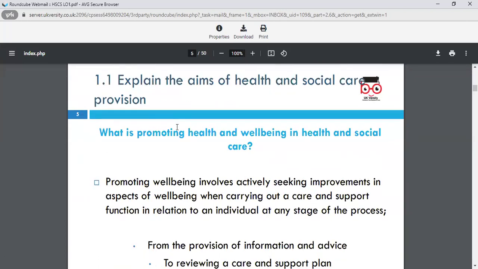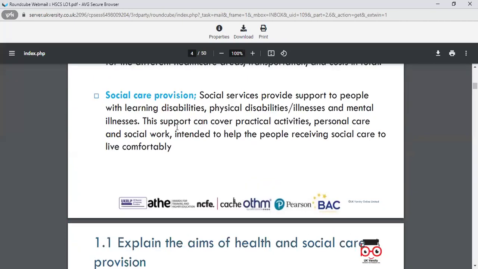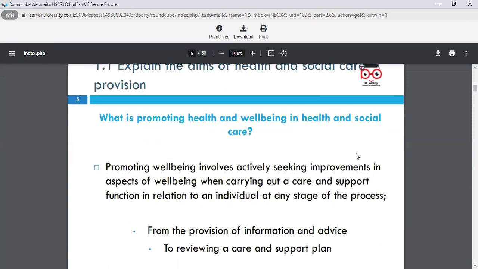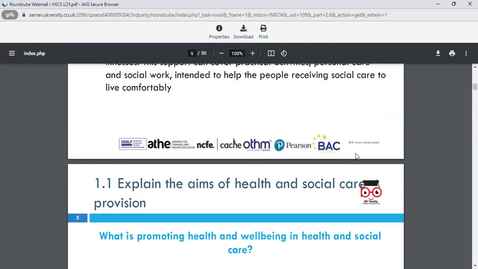Again, with the aims of health and social care provision, what is promoting health and well-being in health and social care? I want to know what is well-being. What do we mean by well-being? If any one of you could answer that. What do I mean by health? Health, we know what is health. What is well-being in health and social care? Anyone? What do I mean by health, by well-being?